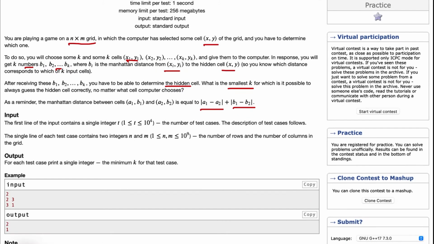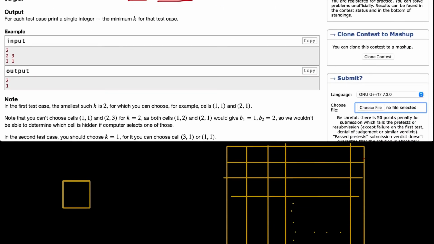So now let's take a look at the input. The input starts with t, the number of test cases, and then n and m, the number of rows and the number of columns. The values can lie between 1 and 10 to the power 9. Note here that one of the most important things in a question is the constraints. You should always look at the constraints carefully because they help us identify edge cases many times. So we'll see what the edge cases can be.